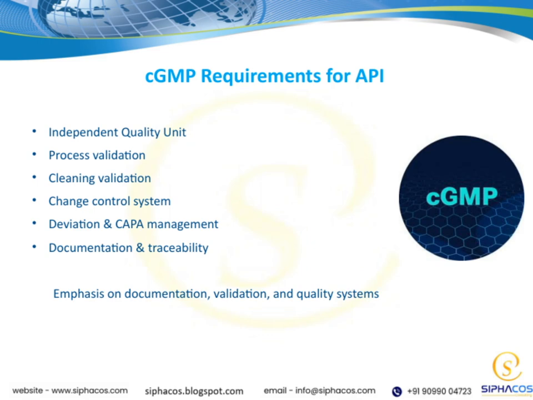A robust change control system is essential as well. It allows us to manage any modifications in processes, equipment, or materials systematically. This way, we can assess risks and ensure that changes don't compromise quality. Deviations and CAPA, or corrective and preventive actions, management are also key. When deviations occur, we investigate thoroughly and implement CAPA to prevent recurrence. This creates a continuous improvement cycle in our quality systems.